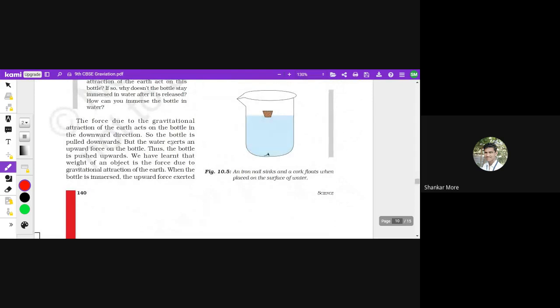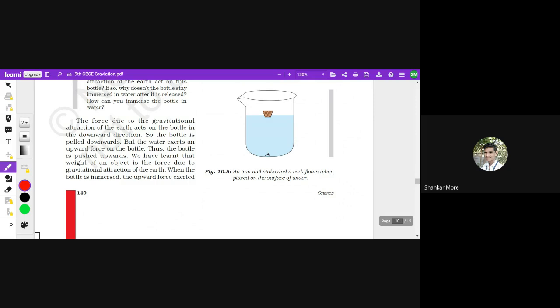The force due to the gravitational attraction of the earth acts on the bottle in the downward direction. मतलब जो gravitation का force है वो bottle को नीचे खींचेगा. So the bottle is pulled downwards. But water exerts an upward force on the bottle. तो water क्या करता है, उस bottle पे upward force apply करता है. Thus the bottle is pushed upwards.